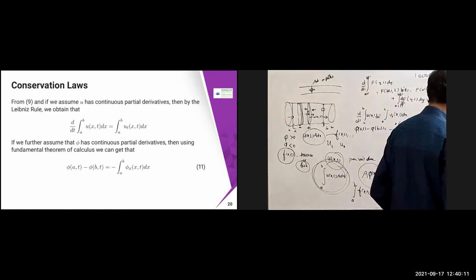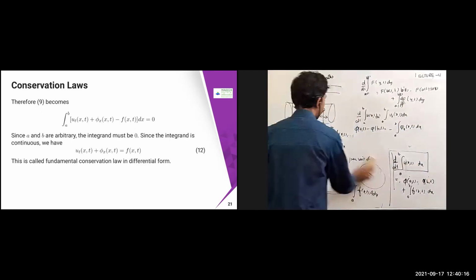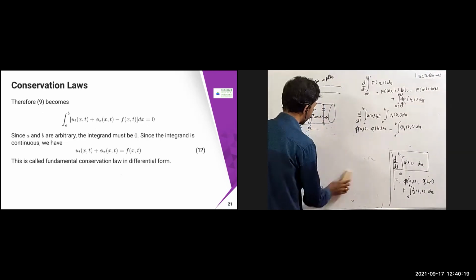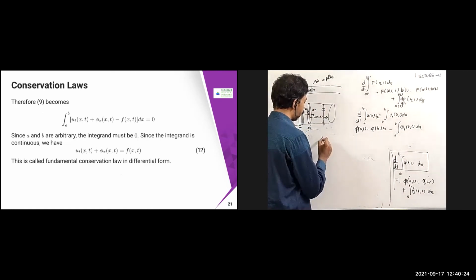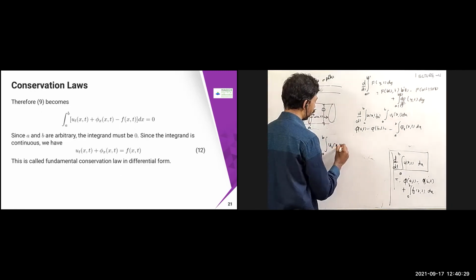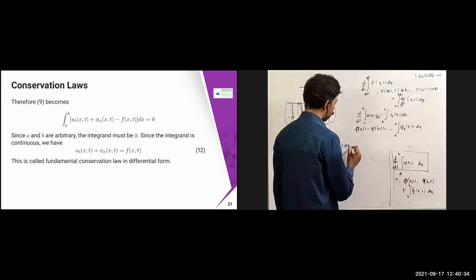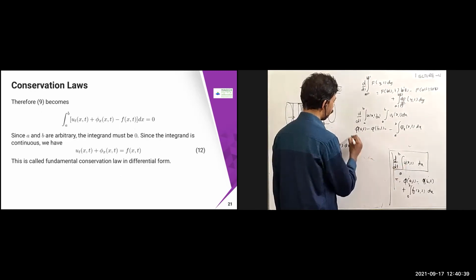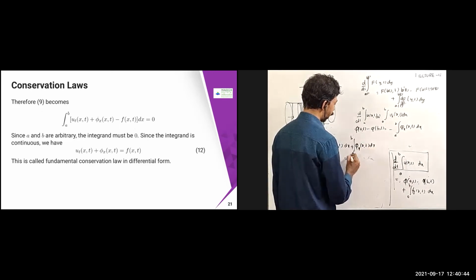So therefore, what am I going to have? The entire expression is going to become, everything I converted into integral form. So you are going to get the integral from a to b of u_t(x,t) dx, plus the integral from a to b of pi_x(x,t) dx, equal to the integral from a to b of f(x,t) dx.